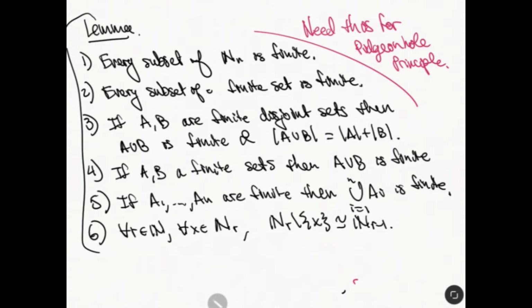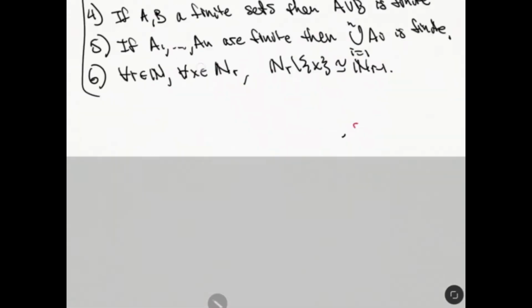All right, so let me just go through these. I guess they're kind of good to see some proofs, and I think everyone should be able to do these. Okay, so let's do the proof of 1, sorry. So this is saying that every subset of n sub m is finite. All right, so proof. Okay, so the proof is by induction.